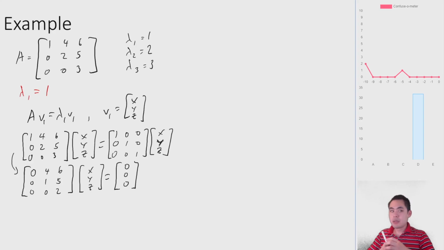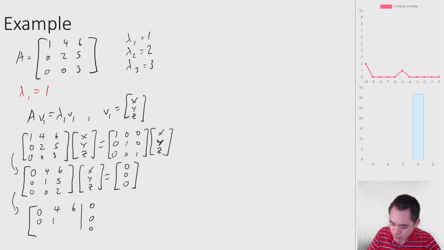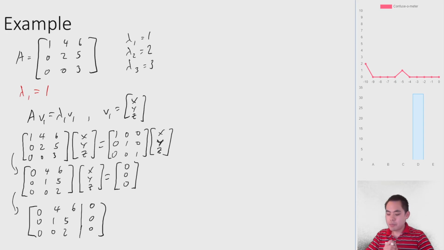Once we've done that, we can write this as an augmented matrix, 0, 4, 6, 0, 0, 1, 5, 0, 0, 0, 2, 0. Why is it equal to the 0 vector? Because we've subtracted out by the same thing on both sides. So let me write this up here.